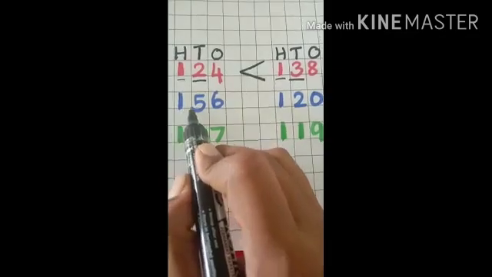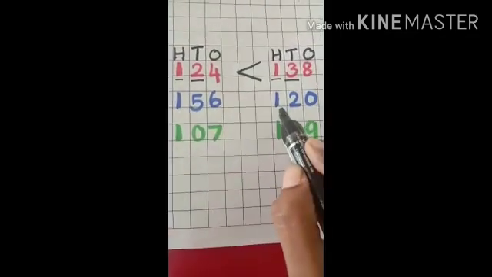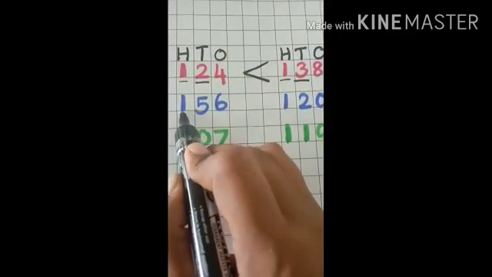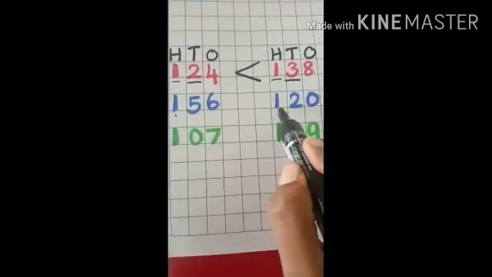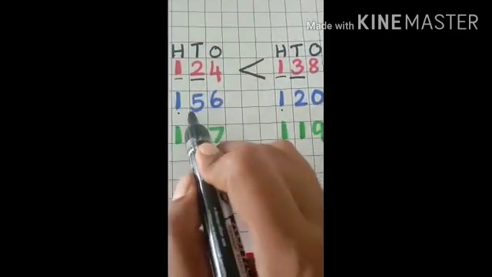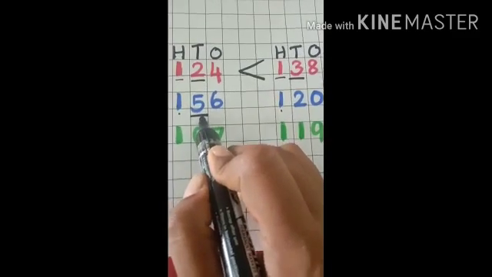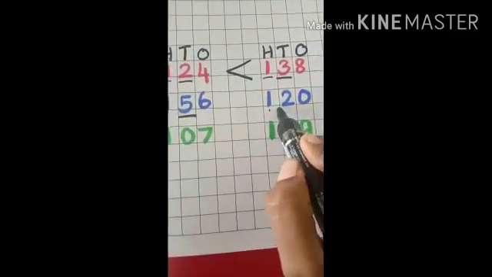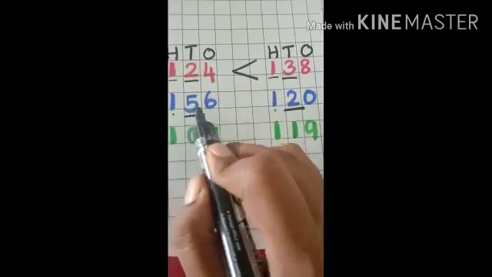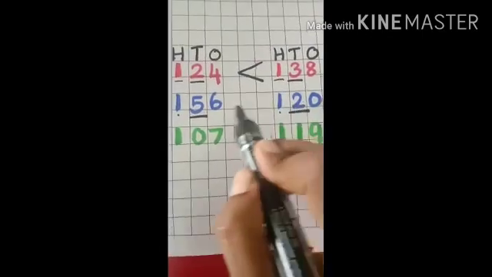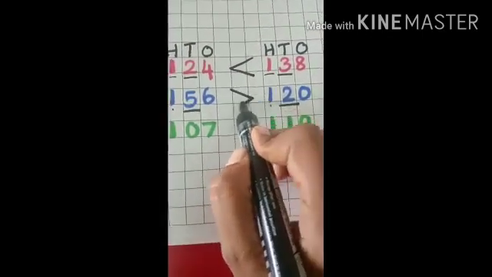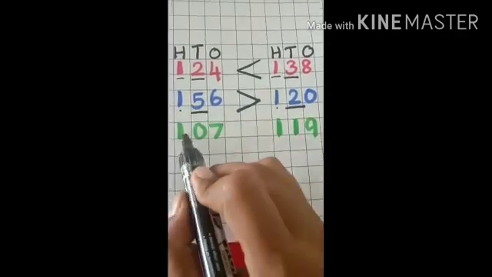Next we got 156. 120. In the first place, in the hundreds place we got 1 and there also 1. So we are going to the next place. Tens place we got 5. And there in the tens place we got 2. So which is the greater number? 5 or 2? Yes, 5 is the greater number. So the crocodile mouths open towards the greater number, 156.